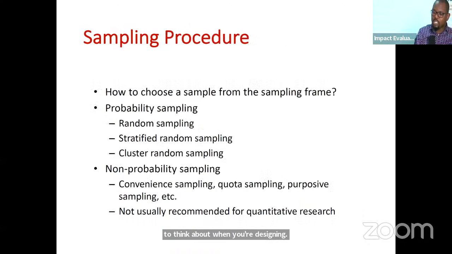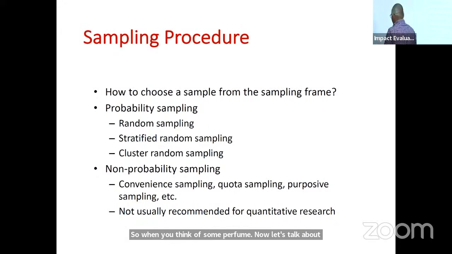Now let's talk about sampling procedures. Yes. Pass the mic.